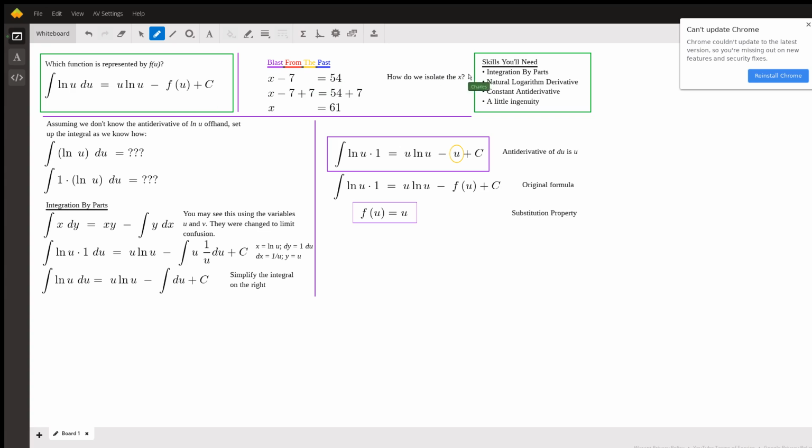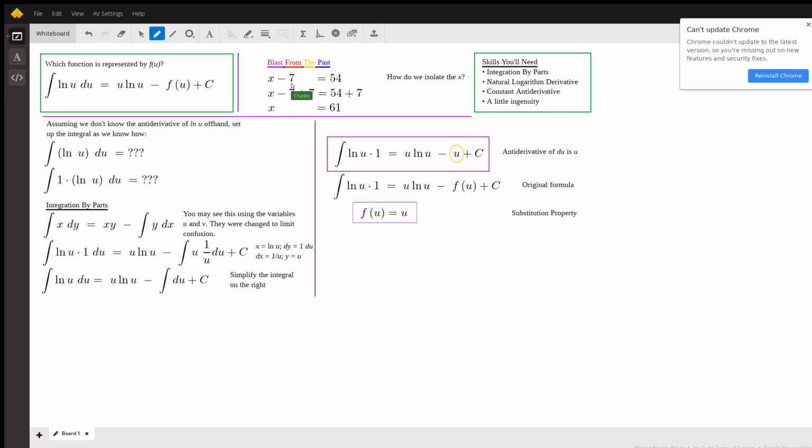So you need a few things to do this successfully. Number one, you need to have the integration by parts formula. You need to understand the natural log derivative. You need to be comfortable doing antiderivatives with constants, and then you'll need a little ingenuity. So what do I mean by that? Well, to answer that, I need to take you on a blast from the past.